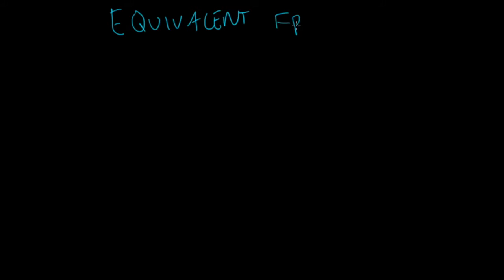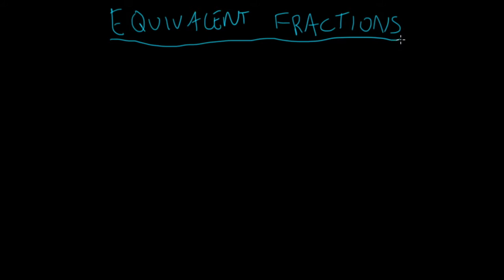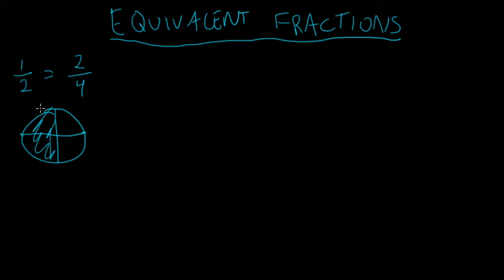Okay? So equivalent fractions are simply fractions that are equal to each other but look different. In the previous part of this video, we talked about how 1/2 was equal to 2/4, right? Because it's the same amount of pizza. 1/2 of a pizza is the same if we just cut this into 4 slices. So it goes 1 out of 2, now it's 2 out of 4. All right? So that is equivalent fractions.